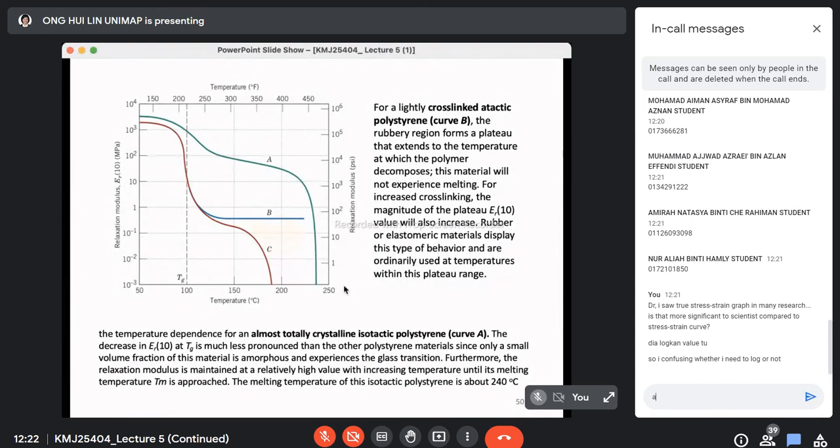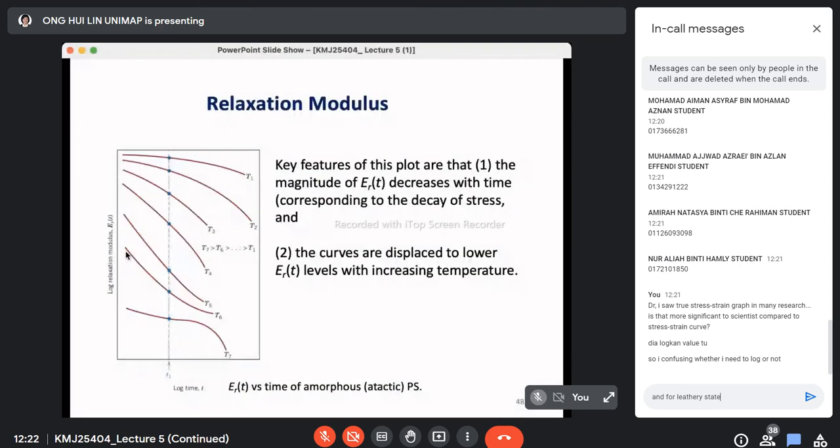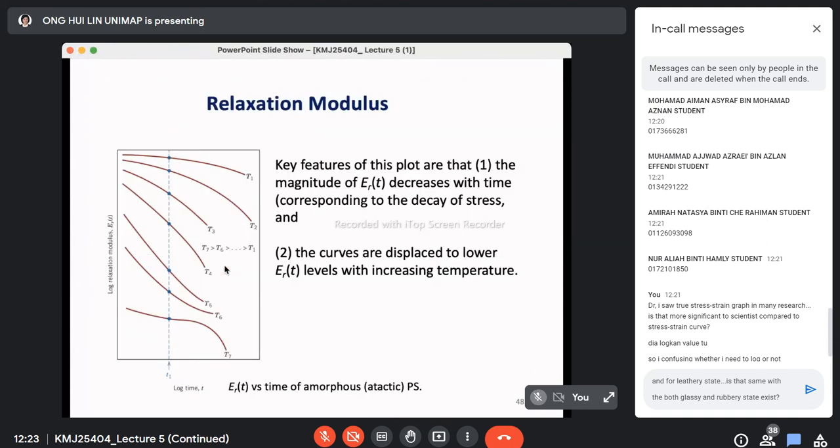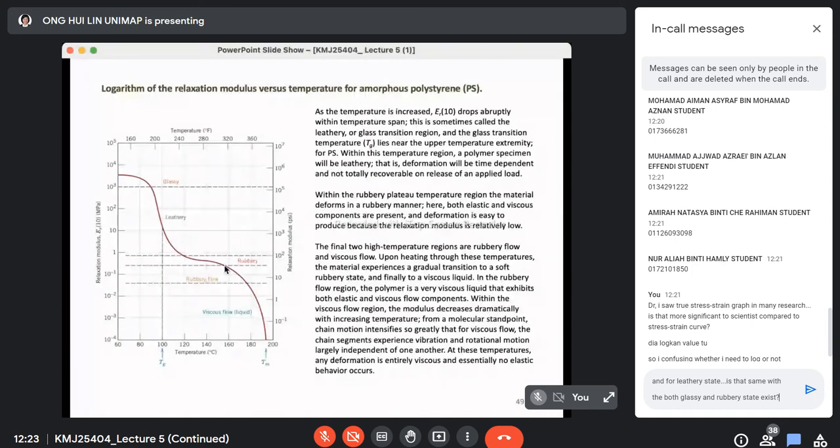Then what? Okay, wait. Let me see. This is the unlogged part, and the modulus relaxation. And this one is the logged part. Actually, it's just easier for us to do calculations. For scientists, if they log the curve, they want to make their calculation work easy, because once they log it, it becomes a straight line. You can log it, but you cannot see the real pattern like this.